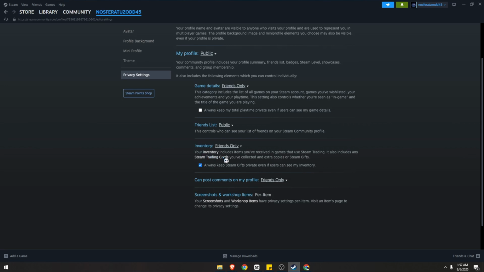So read this. Your inventory includes items you receive in games that use Steam trading. It also includes any Steam trading cards you've collected and extra copies or Steam gifts. So anything relating to this is going to be controlled. If you would like to set this to private, nobody can view that at all.